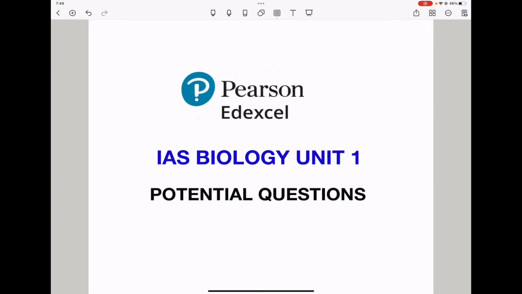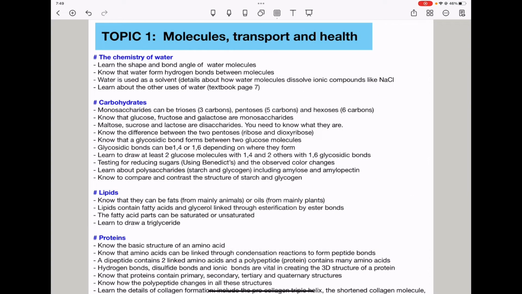Today we are doing the Pearson Edexcel International A level Biology Unit 1 potential questions. Let's begin with the first part. Topic 1, Molecules, Transport and Health.